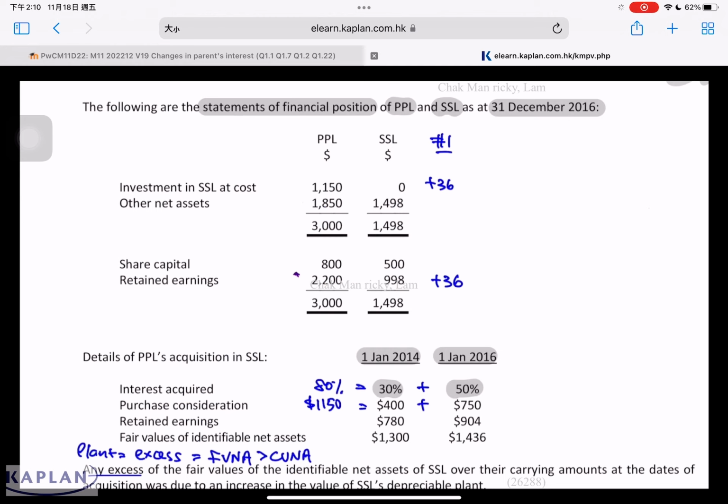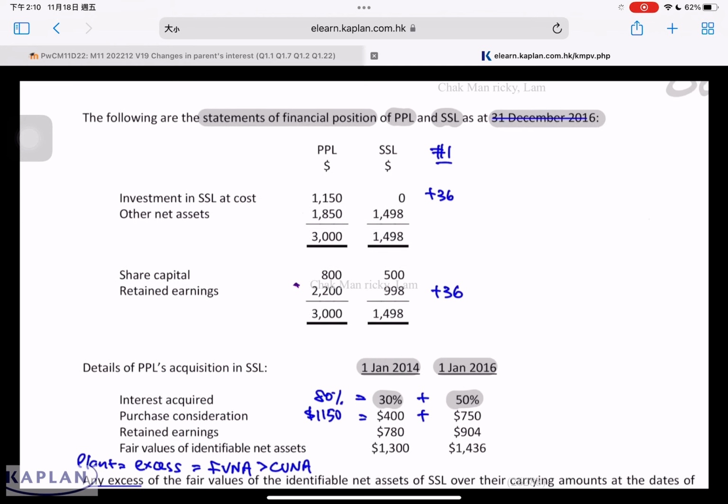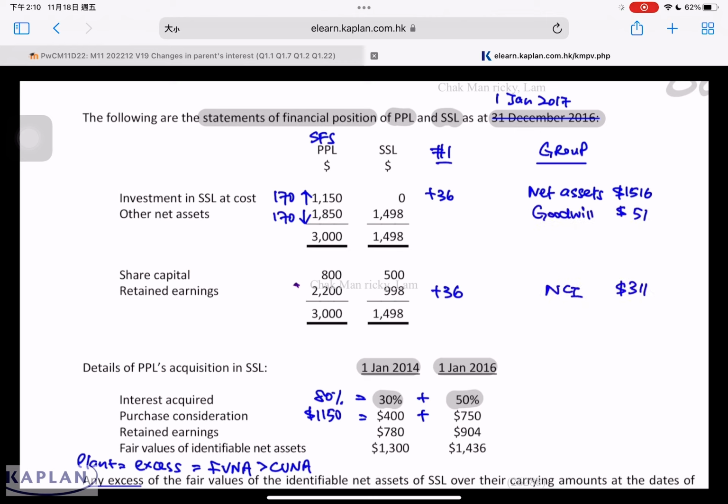This balance sheet given to us is on 31st December 2016. What if it's on 1st Jan 2017? In the separate financial statement of PPL, investment increased by 170: debit investment, credit cash, 170. At the group level, do we account for this as investment? Answer is no. At the group level, we account for the subsidiary as net assets 1516 consolidated, goodwill 51, the NCI is 311. So in the separate financial statement, we just increase the investment.